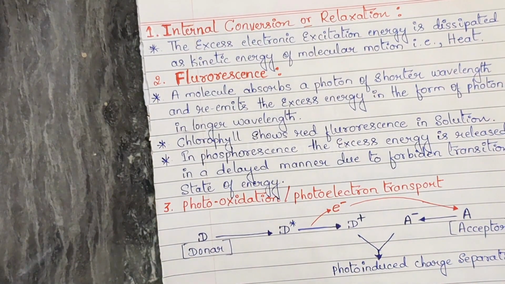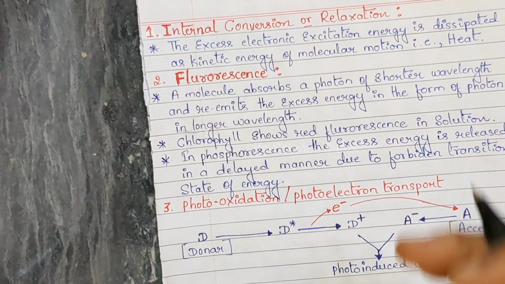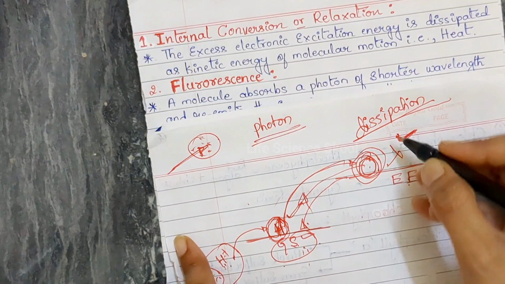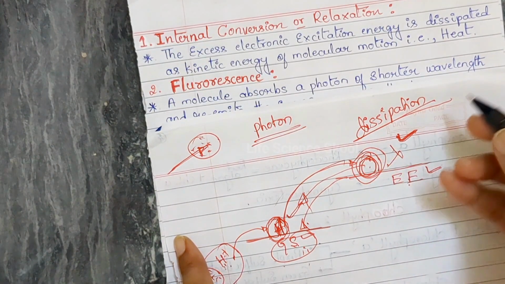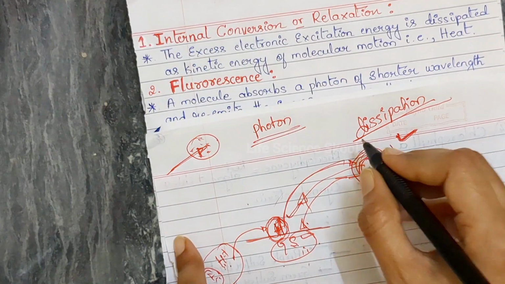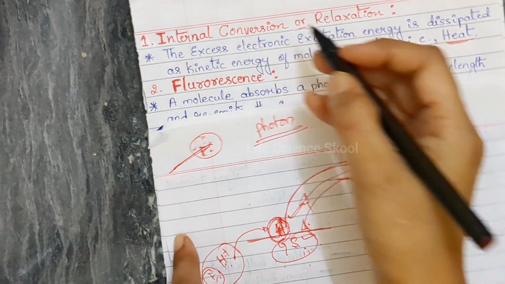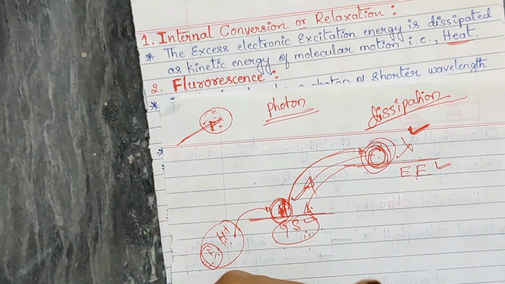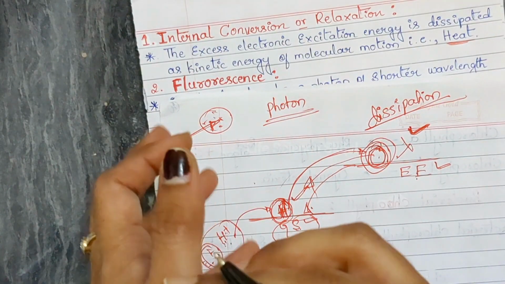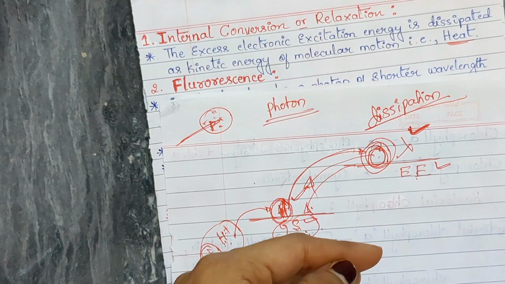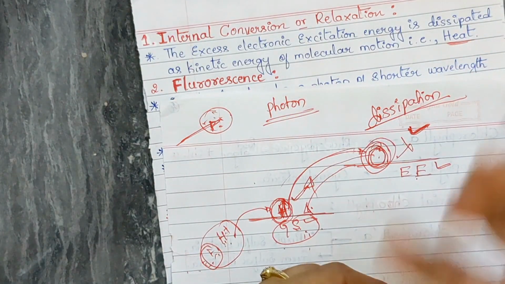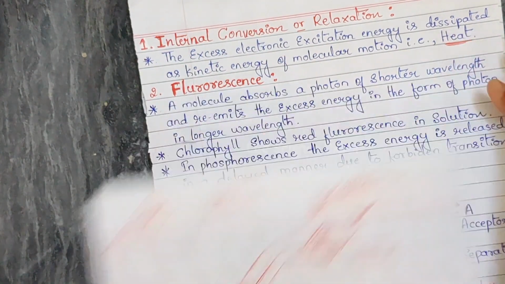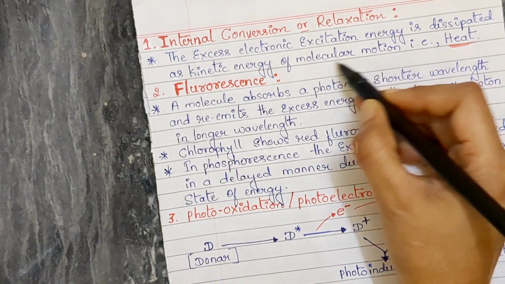First one, internal conversion or relaxation. What happens here? Imagine the molecule is in the high energy state. This excess electronic excitation energy is dissipated as the kinetic energy of the molecular motion, that is heat. So in internal conversion, what happens? Internal means inside, conversion means converting this higher energy into a lower energy. How is it converted from higher to lower? By dissipation, means by loss of energy. How is it lost? It is lost as heat, dissipated as the kinetic energy of the molecular motion.